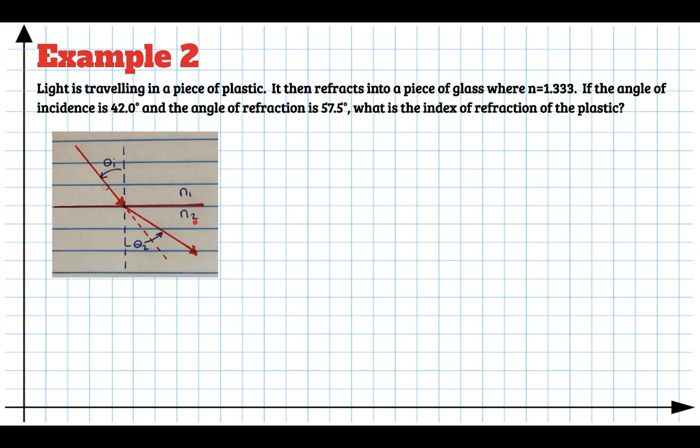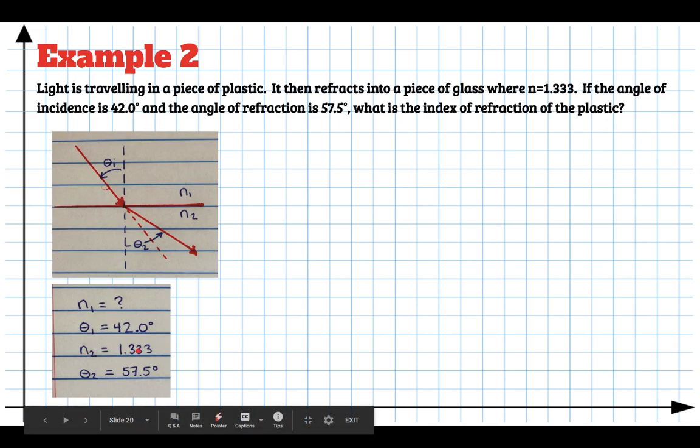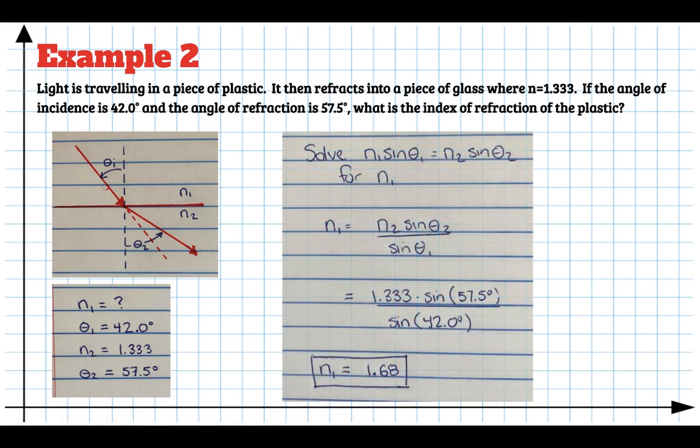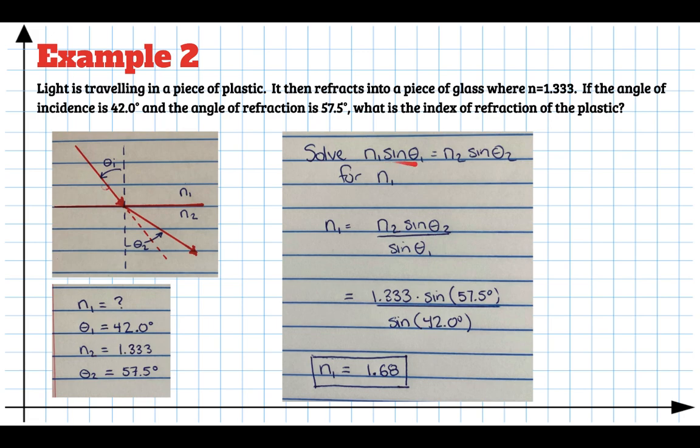So we're trying to find the index of refraction of the plastic, and so the plastic is N1. All right, so let's make a little variable list. We do not know N1. We know theta 1. We know N2, when it's refracted into the glass where N is 1.33, and we know the angle of refraction. So what we're going to do is we're actually going to solve Snell's law for N1. So here's Snell's law, and we're going to solve it for N1. So there's my plan. To get N1 by itself, we simply divide both sides by sine of theta 1. And so N1 is N2 sine theta 2 over sine of theta 1.